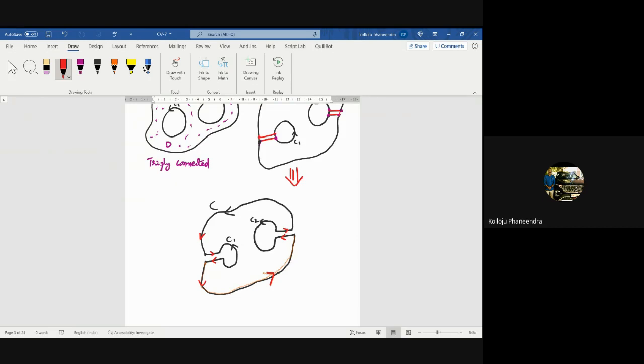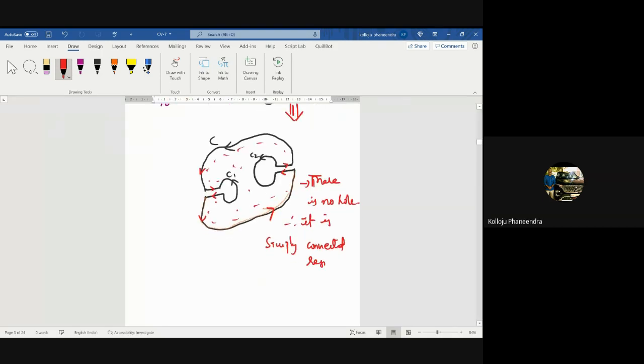Okay, now what is this one? Is there any hole here in this region? What are the points? These are the points. Is there any hole? There is no hole. Therefore, it is a simply connected region. This is a simply connected region. Any doubts? Conversion of multiply connected to simply connected.